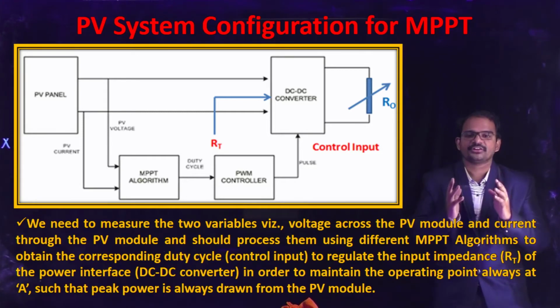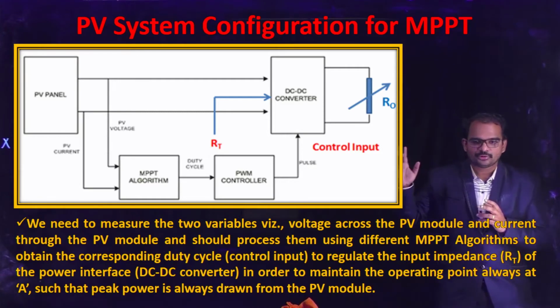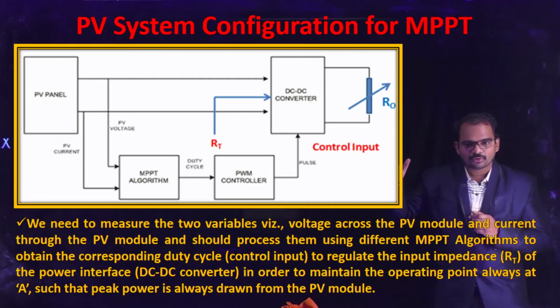So the main objective here is we need to sense the PV module voltage and current, and send it to the MPPT algorithm where it will be processed, and accordingly a duty cycle will be generated. The duty cycle will be given to the DC to DC converter in such a way that the input impedance of the power interface of the DC to DC converter is always constant in order to deliver the maximum power to the load always.